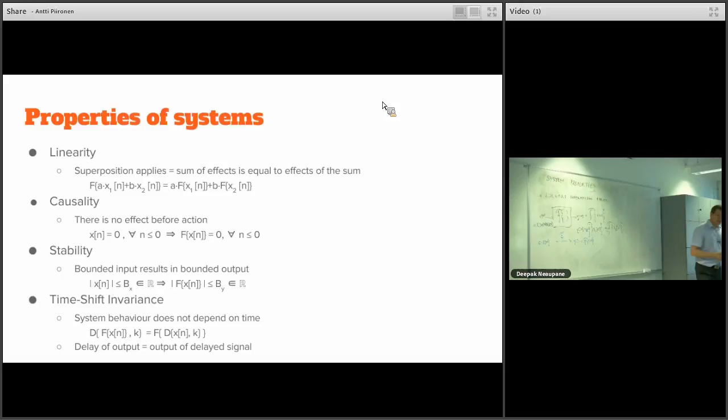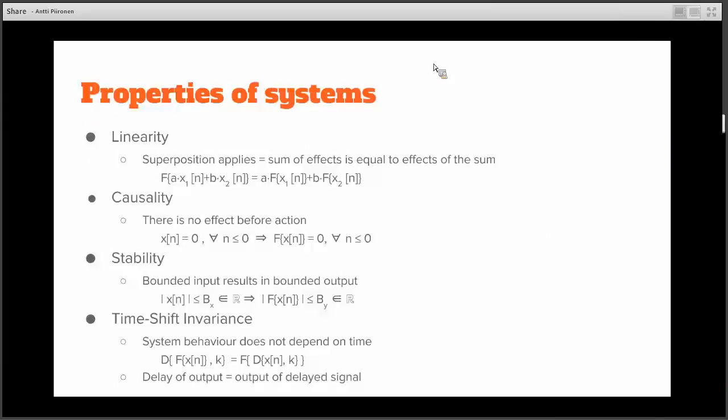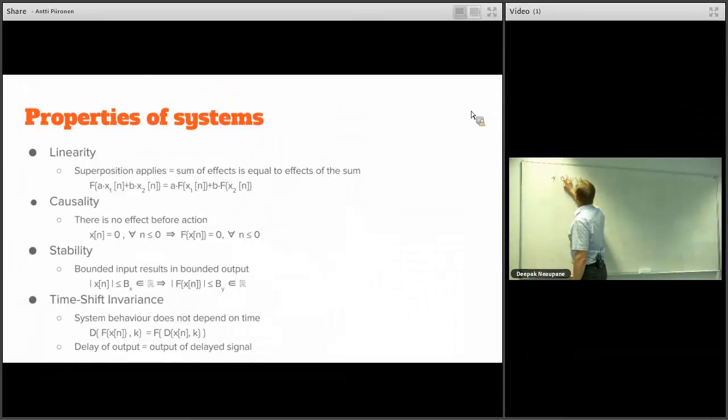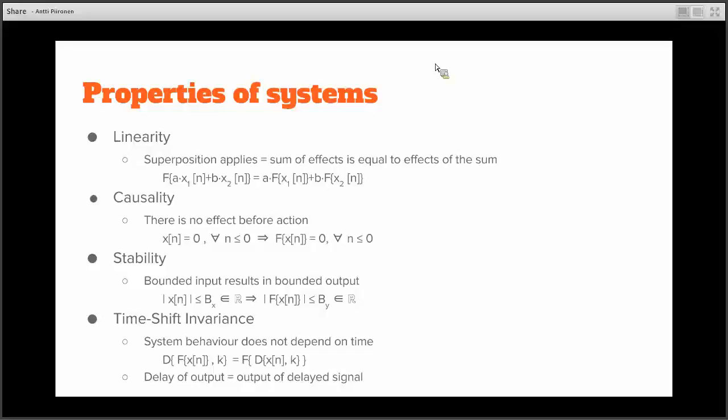Second important property of the system would be causality, not casuality. Causal. Okay, what does it say? There is no effect before action. It means that the system doesn't forecast the future. A good example of a non-causal system is a human being. Human beings always tend to look at what happens if. Okay, the causal system doesn't know anything about the future. It cannot do any forecasts, even the worst ones.